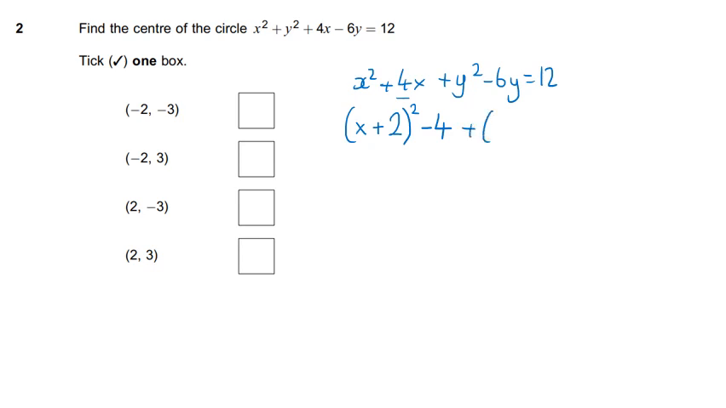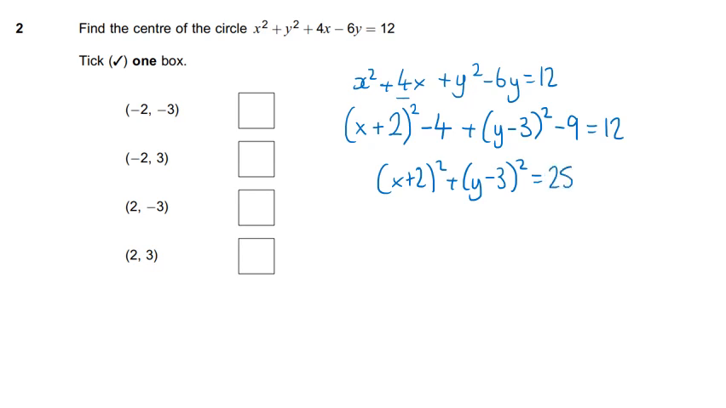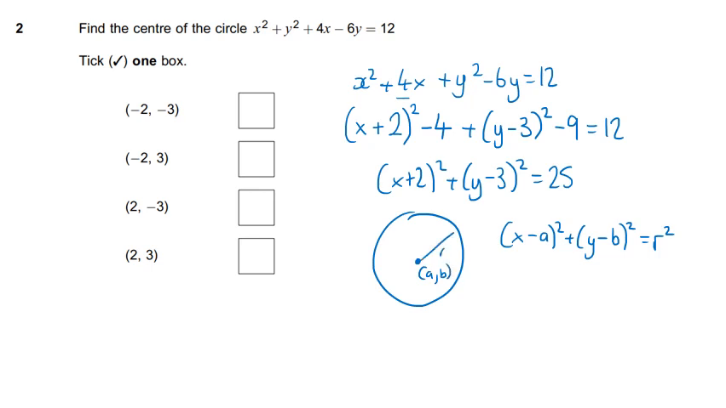Similarly for the y part, the coefficient of the linear term is minus 6, so I'm going to have half of that, which is minus 3. Minus 3 squared is 9, so we need to subtract that off, as equal to 12. If we rearrange that and move the constant to the other side, 12 plus 4 plus 9 is 25. Generally, the equation of a circle has the centre at (a, b) and radius r. So x plus 2 is x minus minus 2. So the centre must be at (minus 2, 3). So it's that one there.